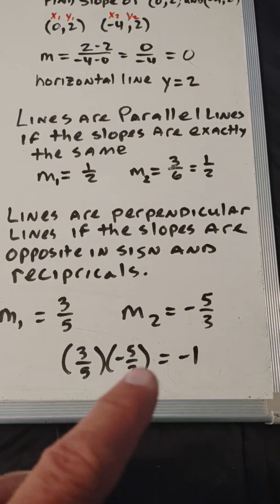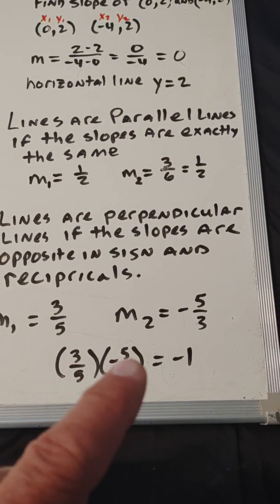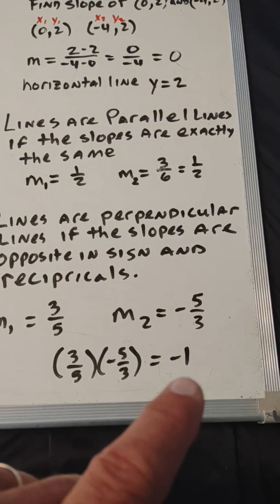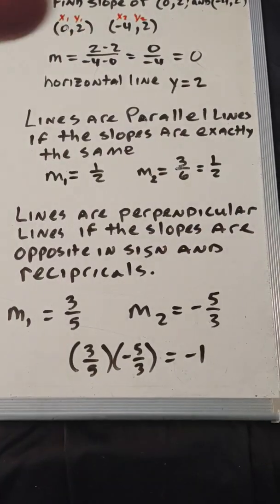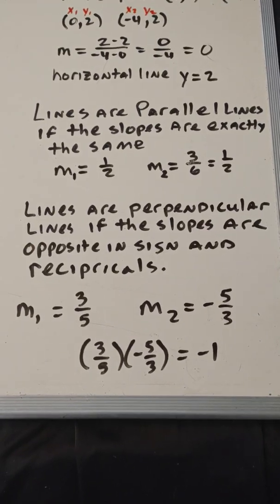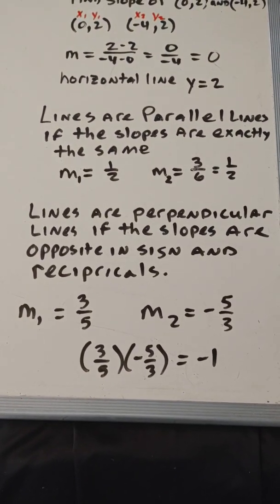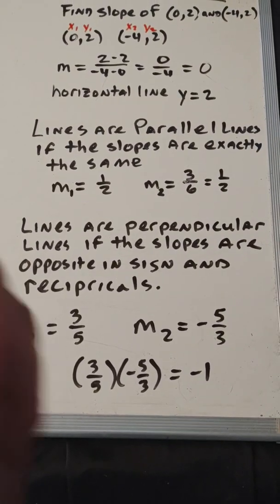Here, positive times a negative is a negative. 3 times 5 on top is 15. 5 times 3 on the bottom is 15. 15/15 is 1. So make sure you understand these concepts. You have to understand these concepts in order to be able to work more advanced problems.